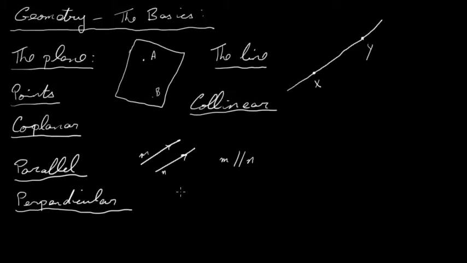So perpendicular lines will look something like this. So you will have, say, the line L and the line K, for example, and they will meet at right angles or at 90 degrees here. So we would say that the line L is perpendicular to the line K. This is the symbol for perpendicular.